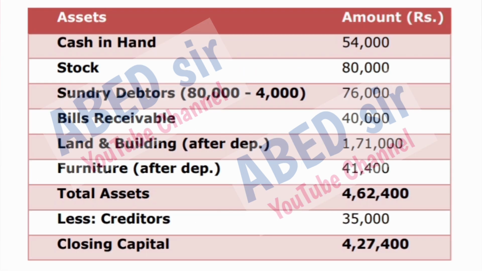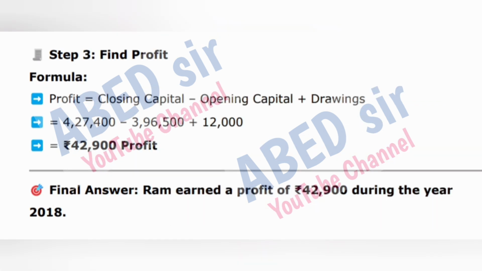Assets, amount in rupees: Cash in hand 54,000. Stock 80,000. Sundry debtors 80,000 less 4,000, 76,000. Bills receivable 40,000. Land and building, after depreciation, 1,71,000. Furniture, after depreciation, 41,400. Total assets 4,62,400. Less creditors 35,000. Closing capital 4,27,400.